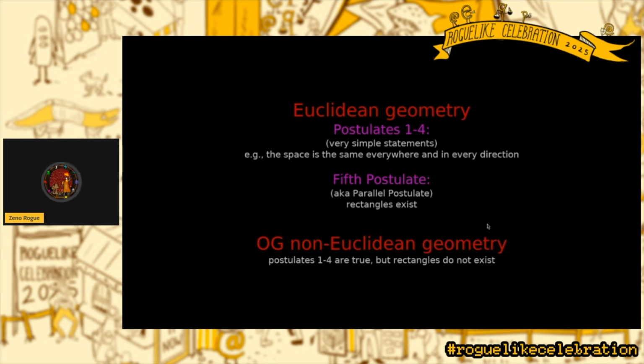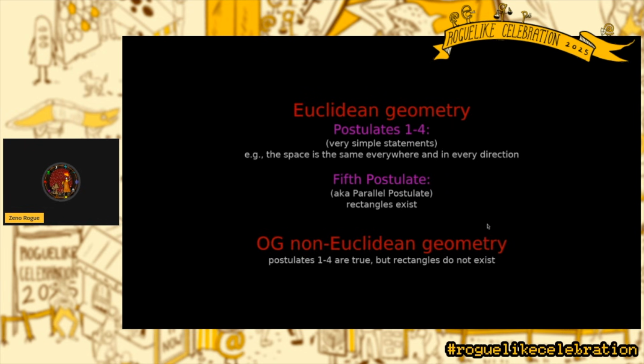that rectangles do exist. He didn't formulate it this way, but he considered something else simpler. In my opinion, the existence of rectangles is the most special thing. Rectangles do exist in Euclidean geometry; they do not exist in non-Euclidean geometry. So the original meaning of non-Euclidean geometry is that postulates 1 to 4 are all true, but still rectangles do not exist.